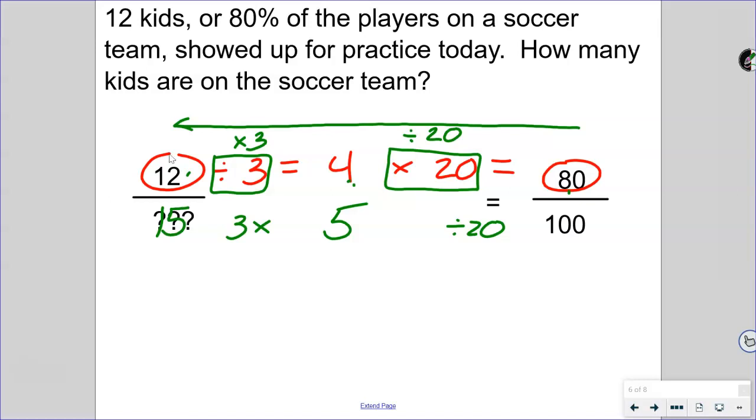And from there, now we know, hey, 12 out of 15 kids is the same thing as 80%, because we worked backwards on that when we found the relationship. So go ahead and give the next one a try and see how it goes.